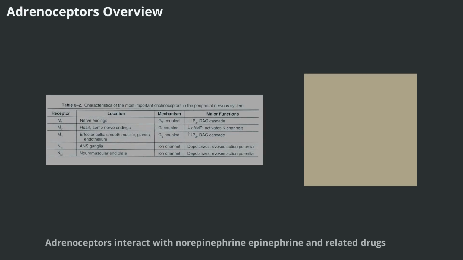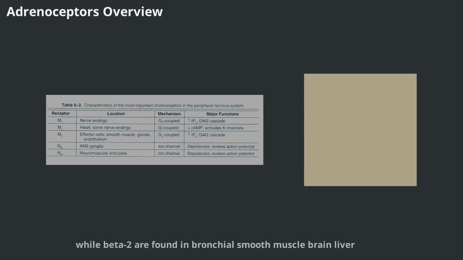nervous systems. Adrenoceptors interact with norepinephrine, epinephrine, and related drugs. They are classified into 2 main types, alpha and beta receptors, each with subtypes. Alpha-1 receptors are found on postsynaptic neurons, while alpha-2 are mostly presynaptic and involved in feedback inhibition. Beta-1 receptors are mainly in the heart and fat cells, while beta-2 are found in bronchial smooth muscle, brain, liver, and skeletal muscle blood vessels.